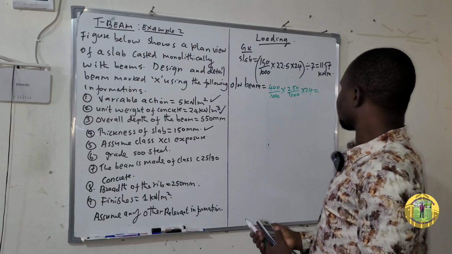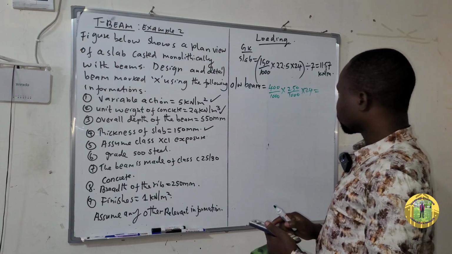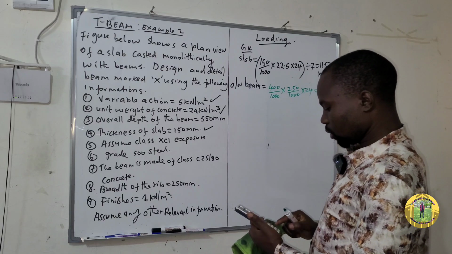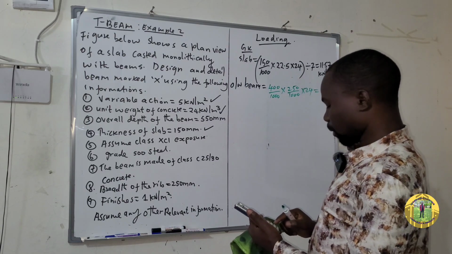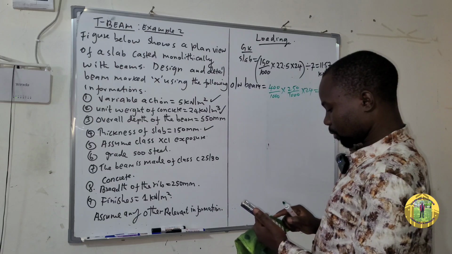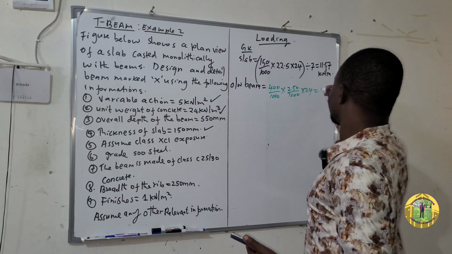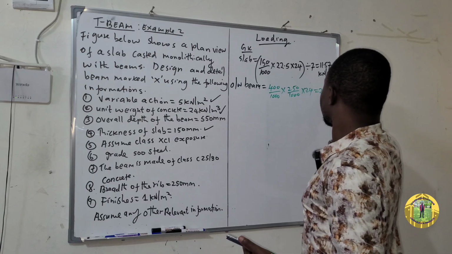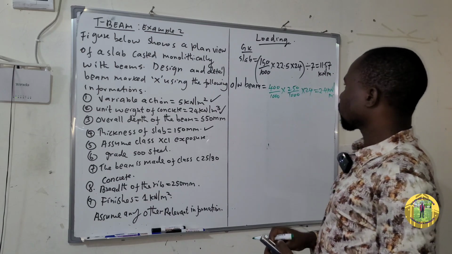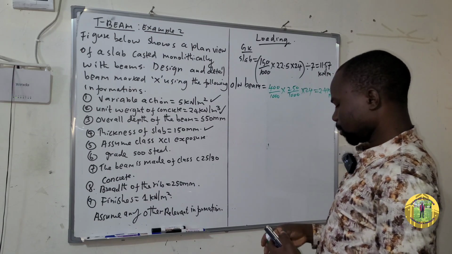So we have 0.4 times 0.25 times 24. So this is 2.4 kilonewton per meter. So this is the own weight of the beam.